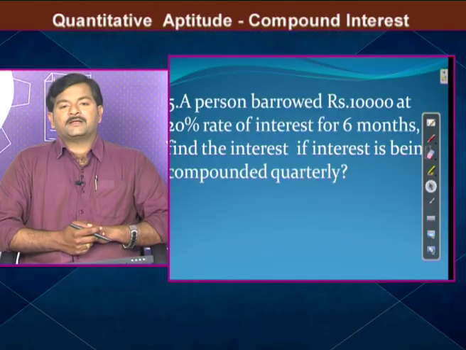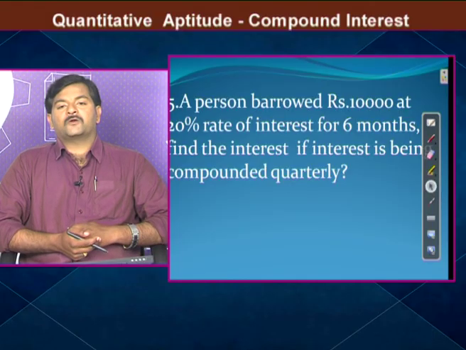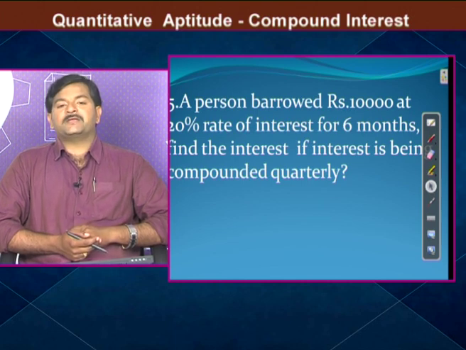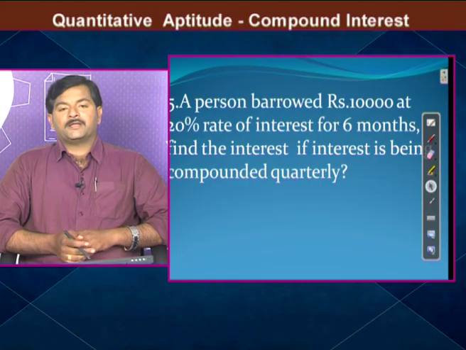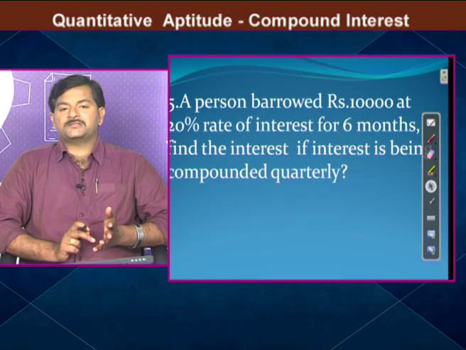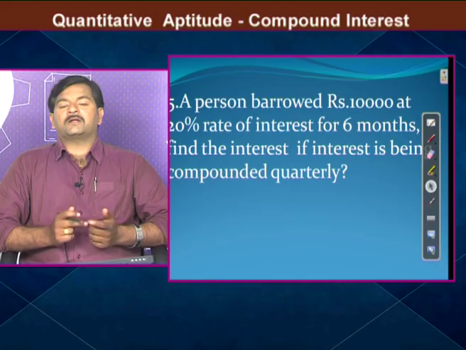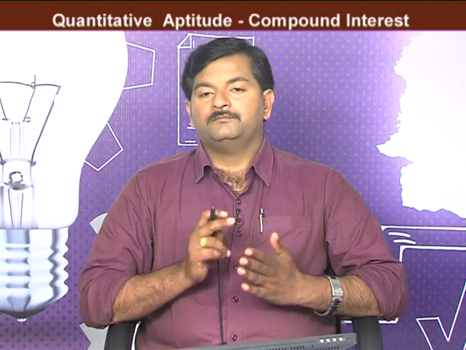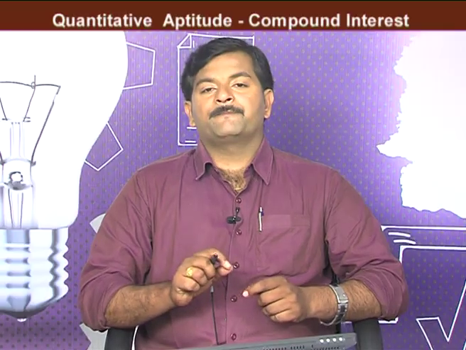It is also a very interesting question. Observe here. A person borrowed rupees 10,000 at 20% rate of interest for 6 months. Find the interest if interest is being compounded quarterly. In the previous question, it was borrowed for 9 months and compounded quarterly, that's why 3 times. Here he borrowed the amount for 6 months, but interest is being compounded quarterly. In the 6 months, how many times does he have to pay the interest? Clearly 2 times. It's 1 point.